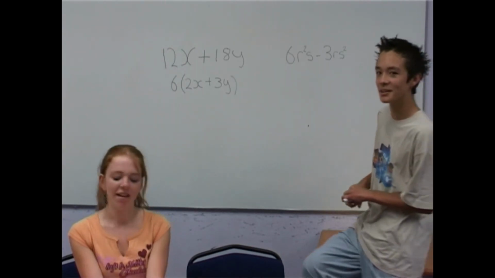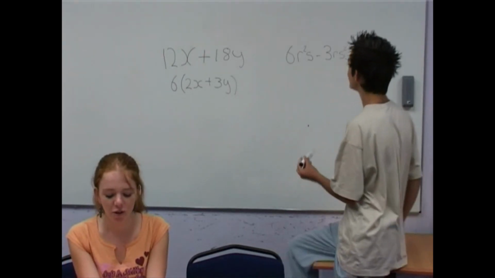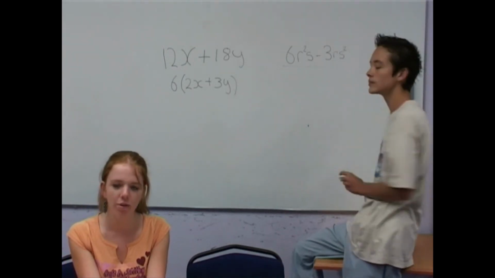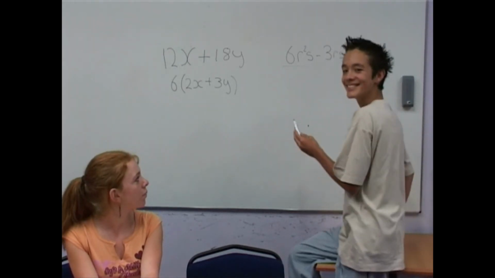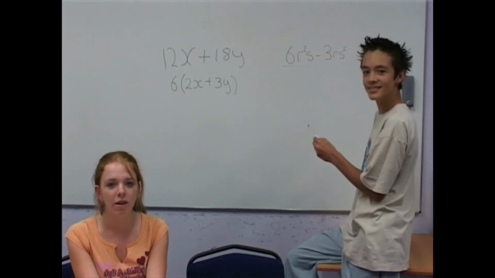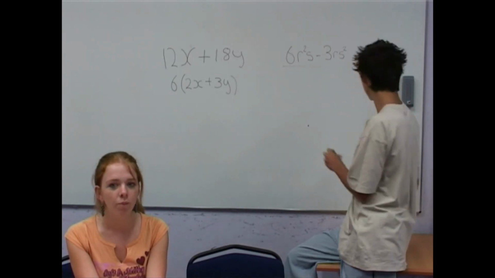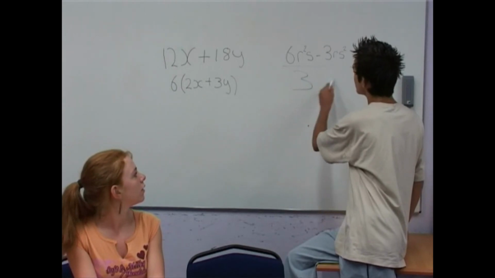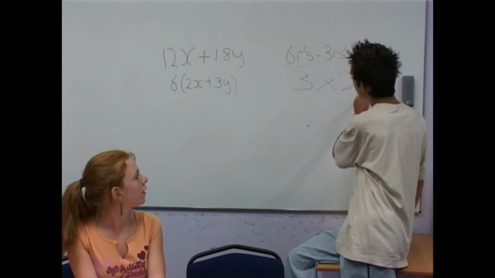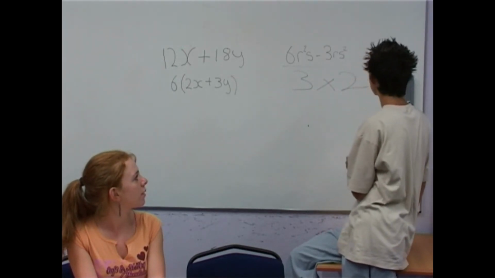Okay, an example is 6r squared s take 3r s squared. To start off the equation, we have to break it down. So we break down 6 into prime numbers, which is 3 times 2 times r times r times s.